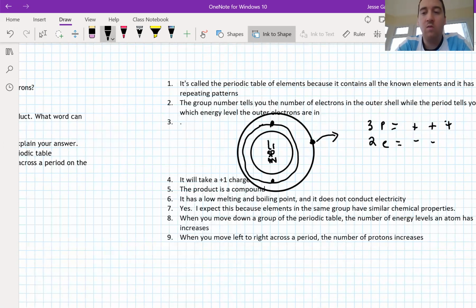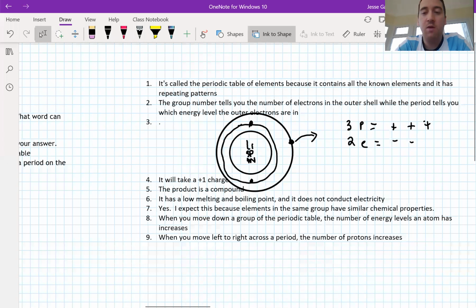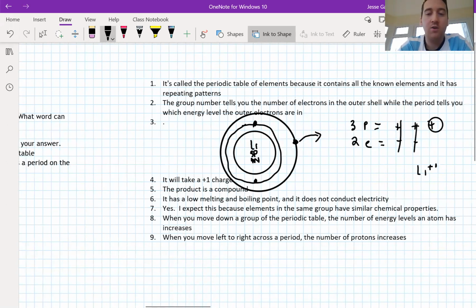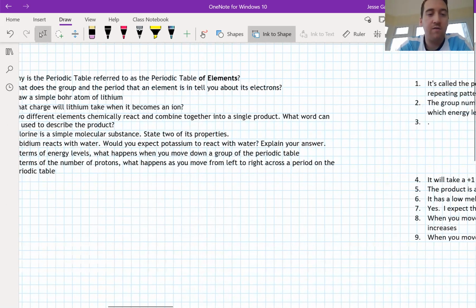So overall, we've got 3 plus charges and 2 minus charges. So these two are obviously equal and they cancel out. So we have an extra plus charge. So we're going to have Li plus, lithium plus. So we'll take a plus 1 charge. That's answer to question 4.